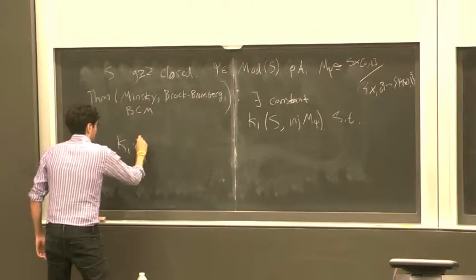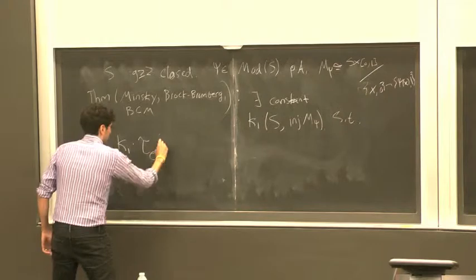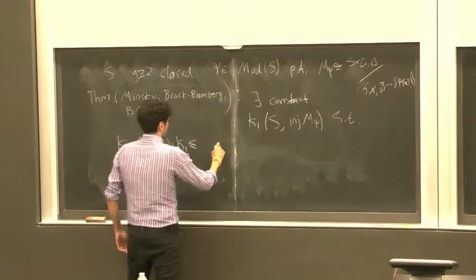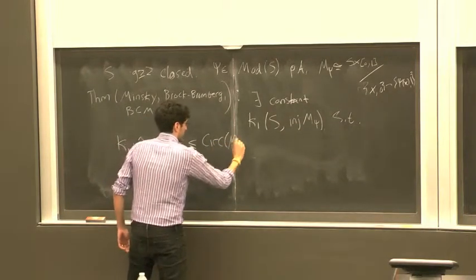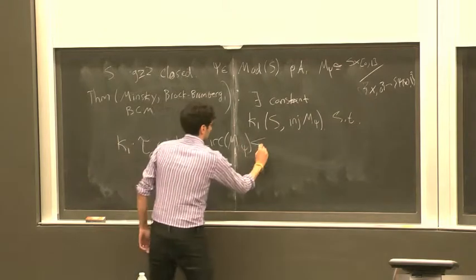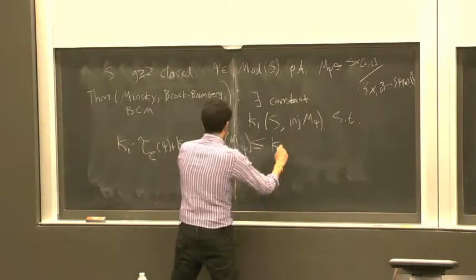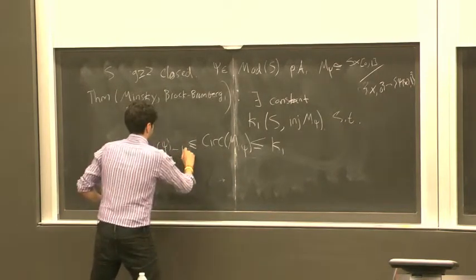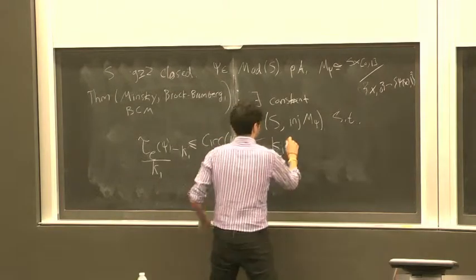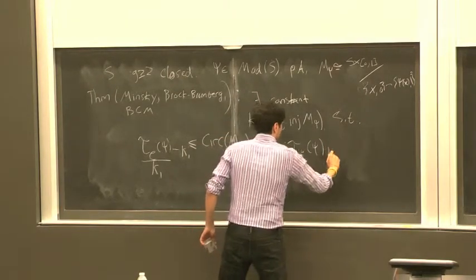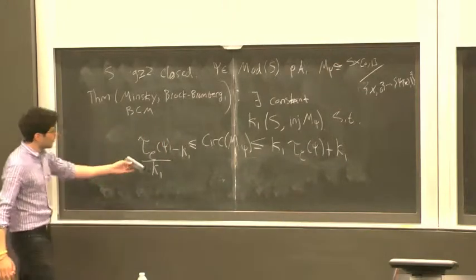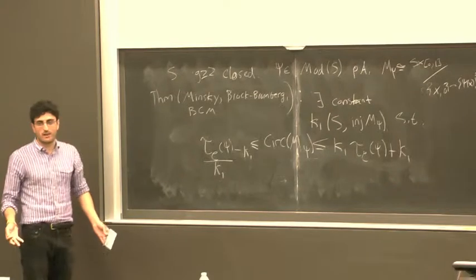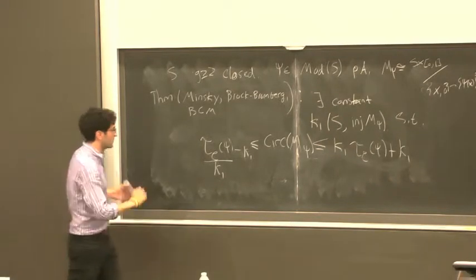K1 times tau C of psi plus K1 is less than or equal to what I'm going to call the circumference of this manifold M psi, which is less than or equal to, again, K1, sorry, this is wrong. This should be divided by K1, this should be minus K1, it's a lower bound, and this should be what I wrote there, which is tau psi plus K1. So this just says that these 2 quantities, whatever they are, I haven't told you what they are, are coarsely the same up to an additive and multiplicative error bounded by this K1. So what are these things?